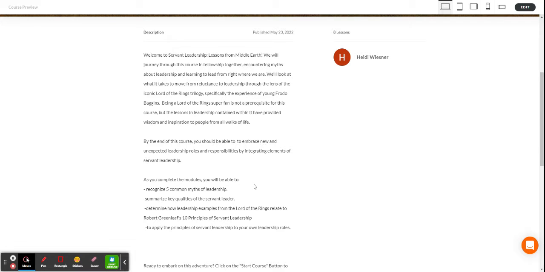So, my goal with this course is that by the end of it, the people attending would be able to embrace new and unexpected leadership roles and the responsibilities given to them by integrating elements of servant leadership, because that's really where you lead from the middle. And as they complete the modules, they'd be recognizing 5 common myths of leadership, summarizing key qualities of a servant leader, determining how leadership examples from The Lord of the Rings relate to Robert Greenleaf's 10 principles of servant leadership, and finally finishing with applying the principles of servant leadership to their own leadership roles.